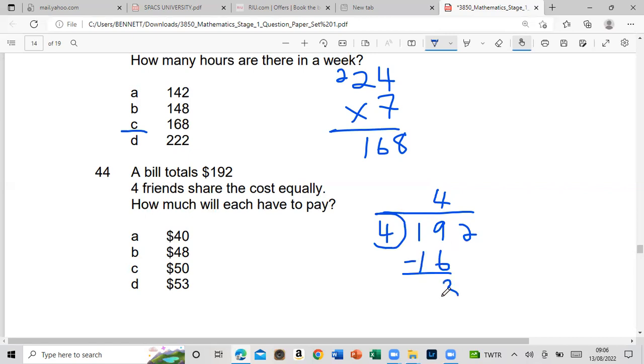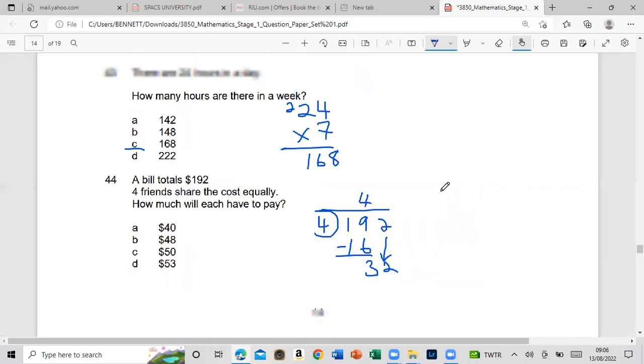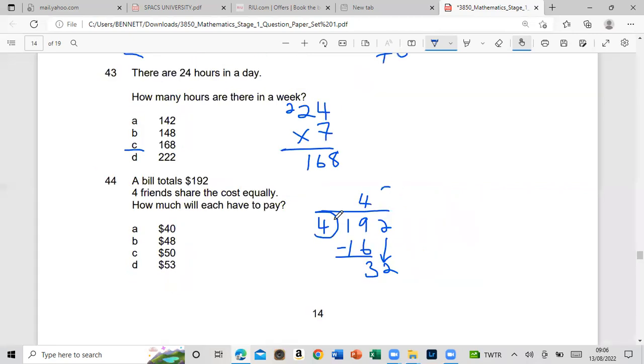So this will give you 3. Carry down the 2. And then I say 4 into 32 goes 8 times. 4 8s, 32. So that is indeed correct. It is 48.